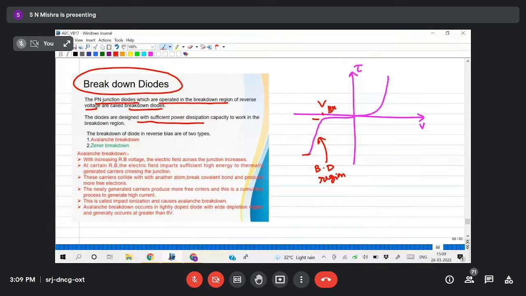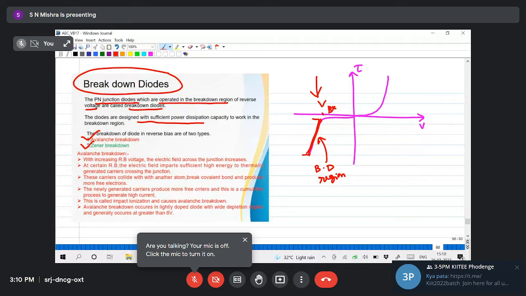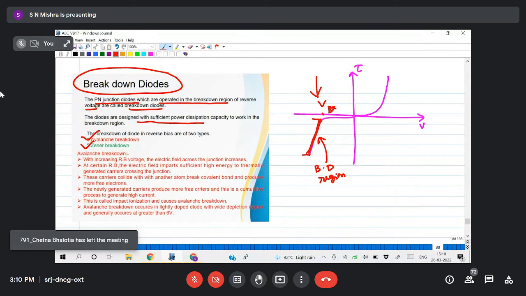Okay, now here we will understand the application of these breakdown diodes and why this breakdown occurs. That means why after this VBR the current will increase suddenly. What is the reason? We'll discuss here. Generally, two processes are there. One is avalanche breakdown, another one is Zener breakdown. Due to these two processes, the current will increase after breakdown voltage. One by one we will discuss. First we will discuss avalanche breakdown.